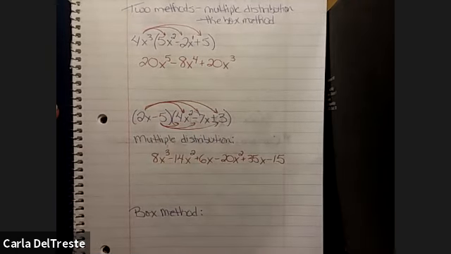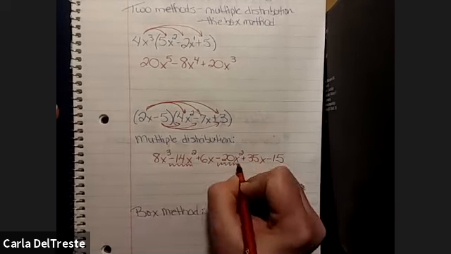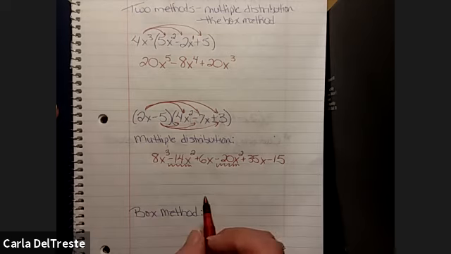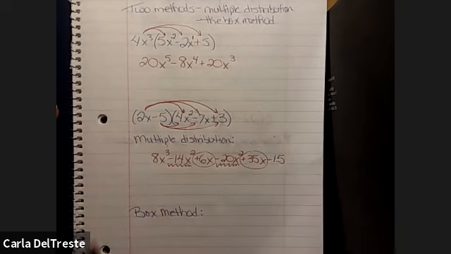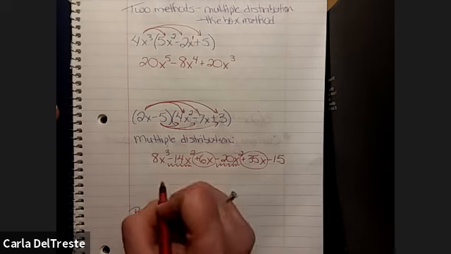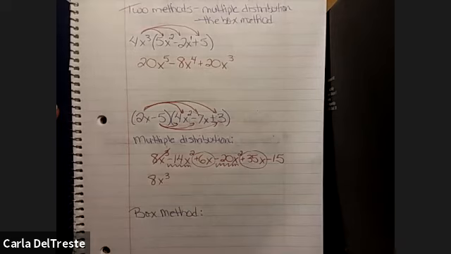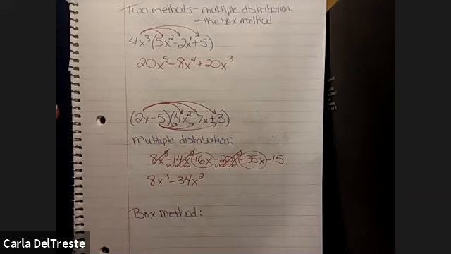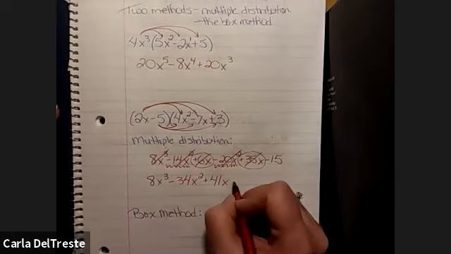Now, I'm done with my multiplying, but I'm not done with the problem because I see that I have some like terms within my answer. So I have these x squareds that can go together, and I have the x's that can go together. So my final answer here in descending order will be 8x to the third. And remember, you can cross it off as you use it. When I combine these, I get minus 34x squared. When I combine the x's, I get plus 41x, and then minus 15.